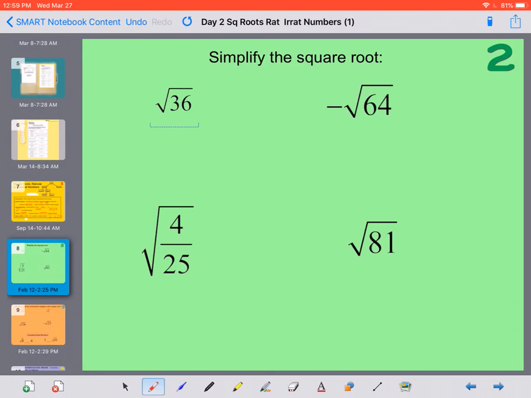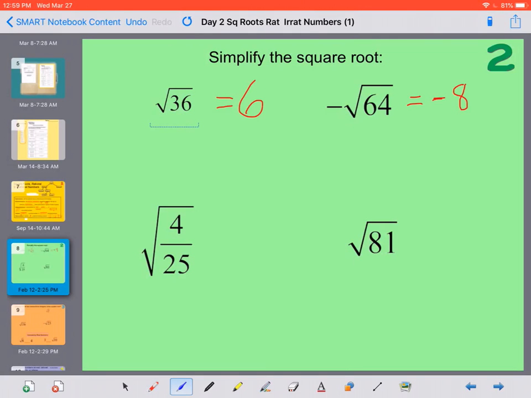So we are going to simplify the square root here. The square root of 36, well, I know that 36 is a perfect square because I know that 6 times 6 is 36. So the square root of 36 then is 6. Now 64, that's also a perfect square. I know that 8 times 8 equals 64. So what I'm going to have is 8. And then we have a negative out in front, so I have to include that negative, so it's negative 8.